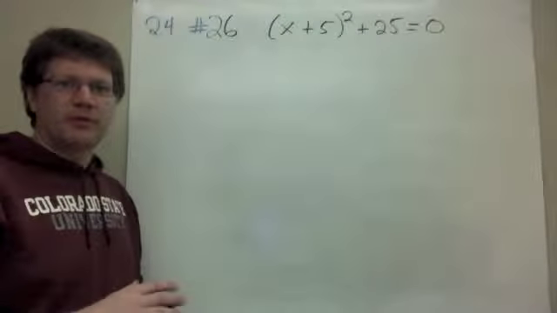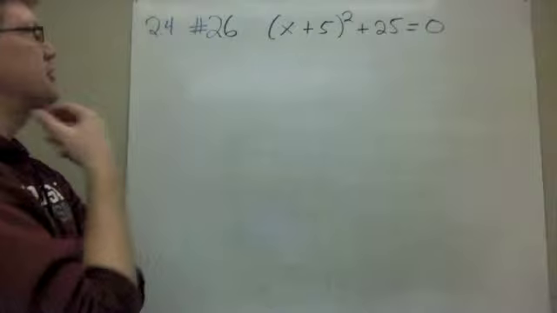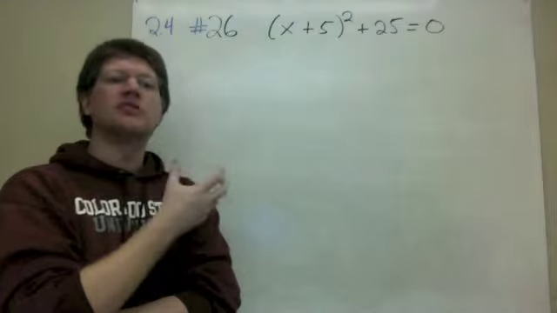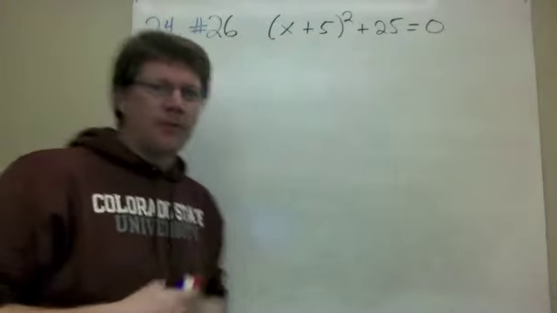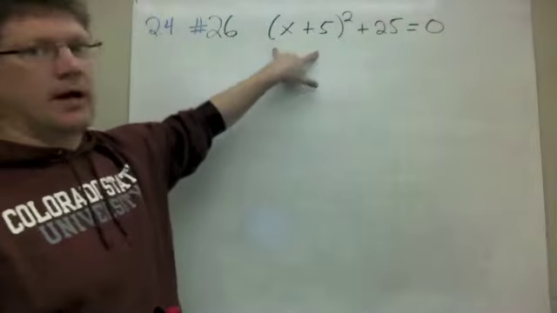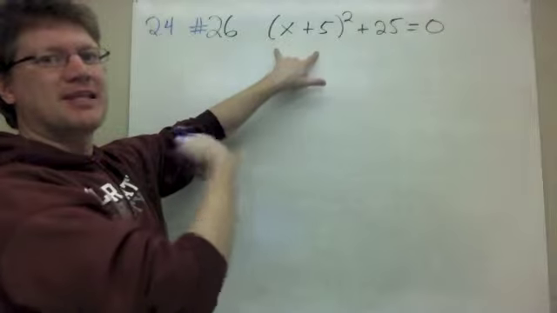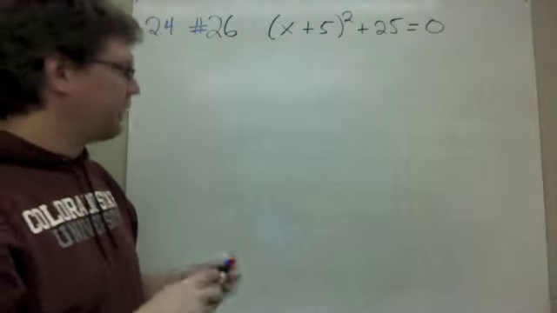Section 2.4, number 26. Here we are given this equation, quantity x plus 5 squared plus 25 equals 0. We're told to solve this by extracting the square roots. Right now, we have this square, right? So if we can get it so that we have this on one side, we can take the square root and get our answer, okay?